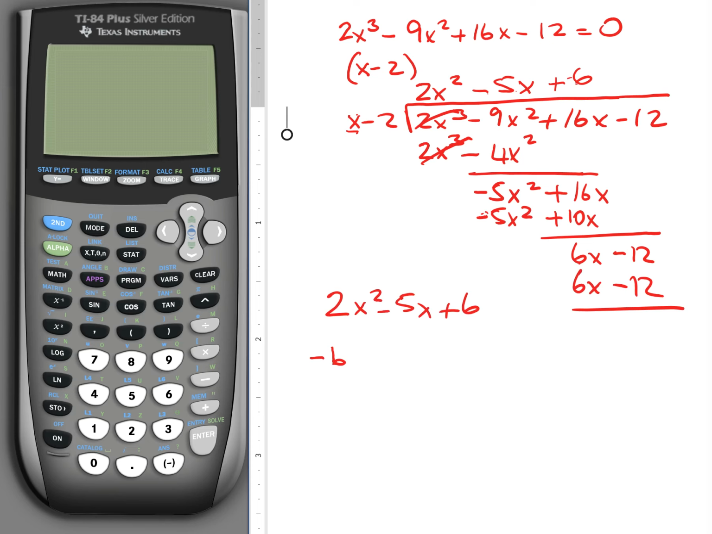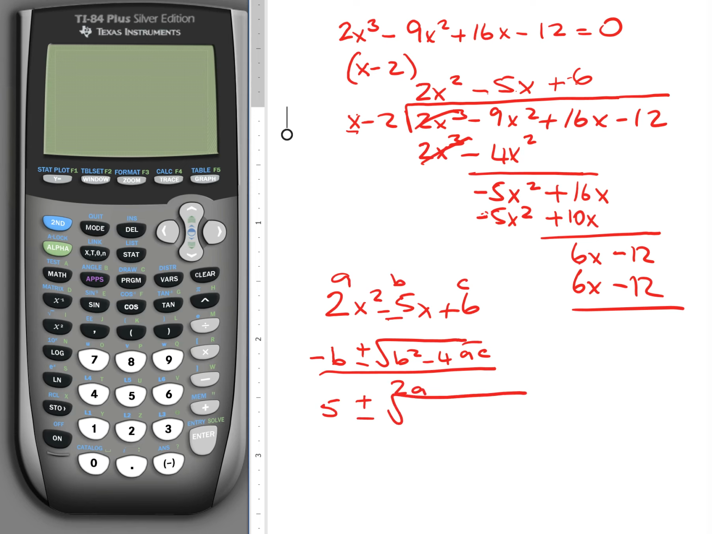So you get minus b plus or minus the square root of b squared minus 4ac over 2a, where this is a, b, and c. Alright, so we've got minus 5, so that would be plus 5, plus or minus b squared, that's minus 5 squared, so that's 25. Minus 4 times a is 2, and c is 6. Over 2 times a, so it would be over 4.